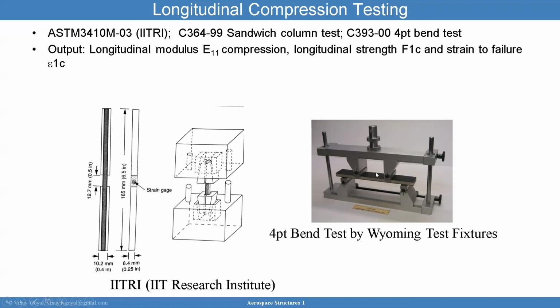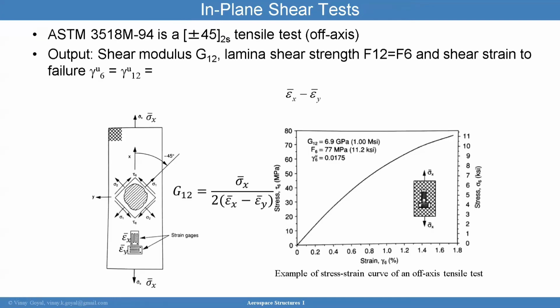This test, if you strain gauge this, gives you the compression modulus at the top, because when I apply loading, it's in compression, and that's what this test is doing. And then you'll measure F1C, the strength in compression and the strength of failure in compression, because you expect compression failure from this test. You can also do in-plane shear test, and the in-plane shear test measures G12.